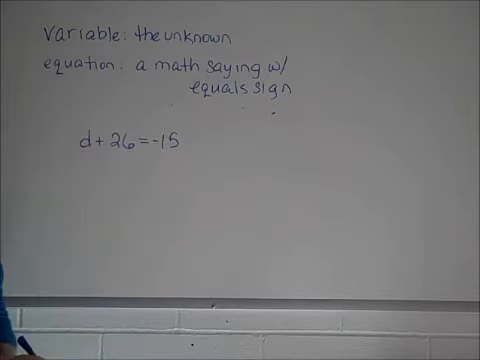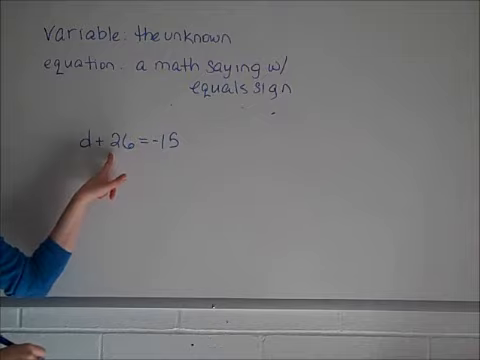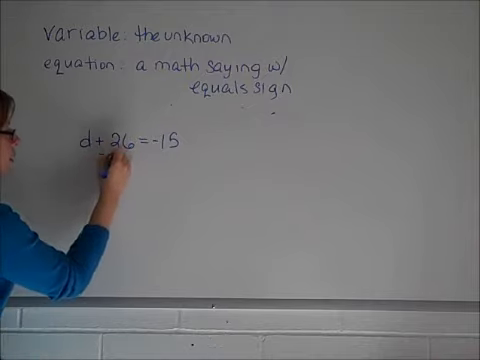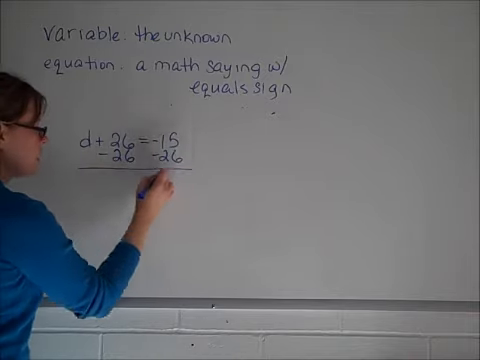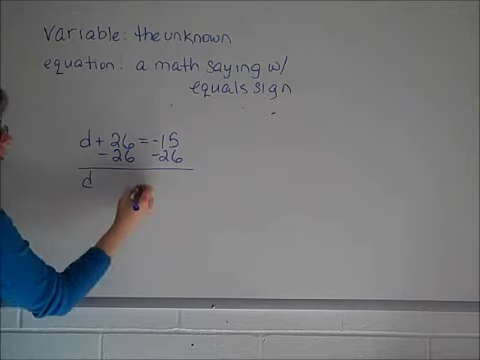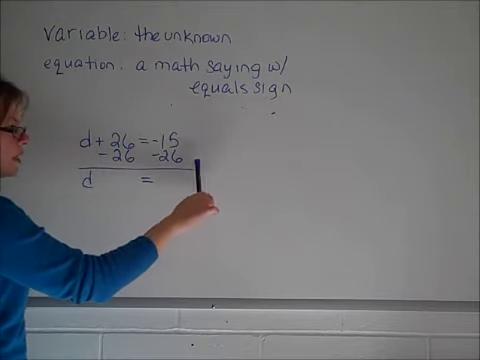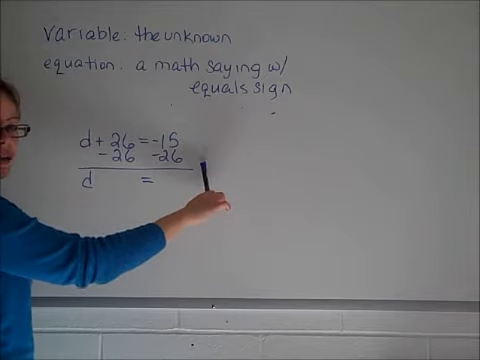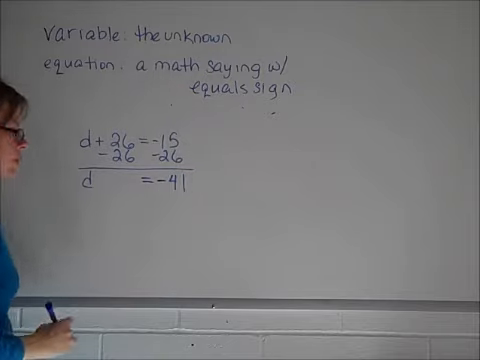D plus 26 equals negative 15. So I want to get D alone, and I see a positive 26. So I'm going to subtract 26 from both sides to make 0. The D drops down. Positive 26, take away 26, cancels out. Negative 15, take away 26. That's like I owe you $15 and I borrow 26 more. It's going to be negative 41. And I'm done with that equation.